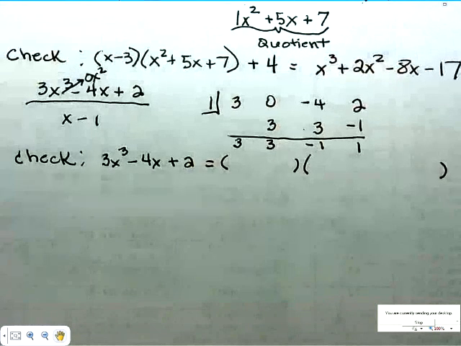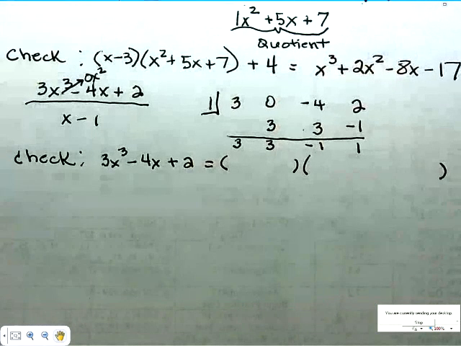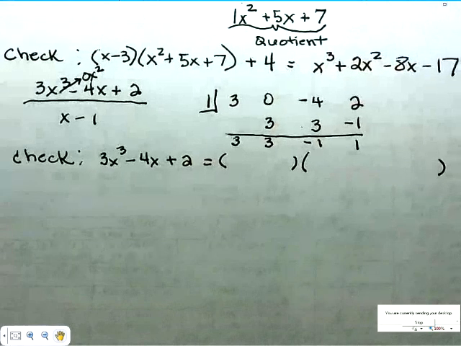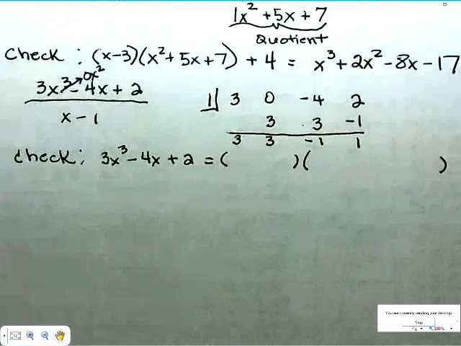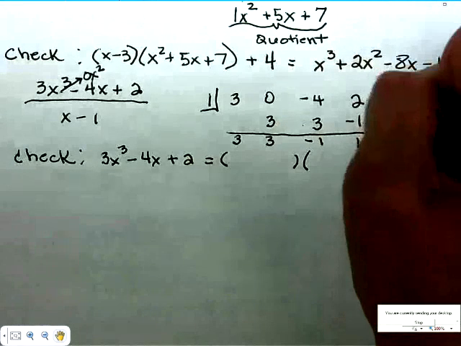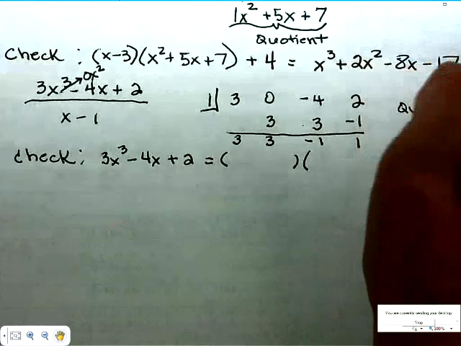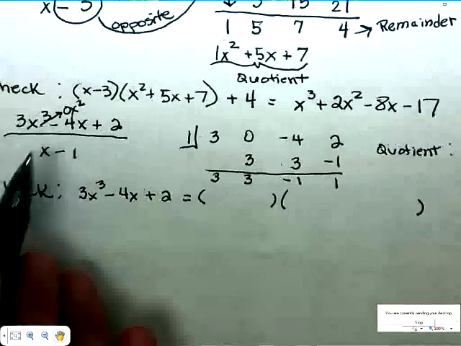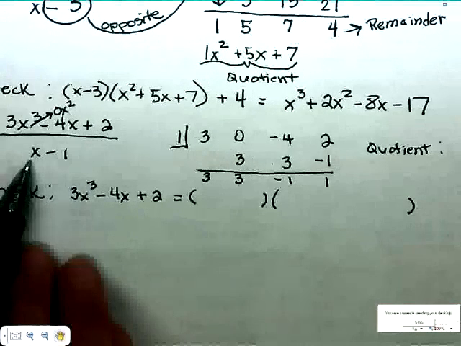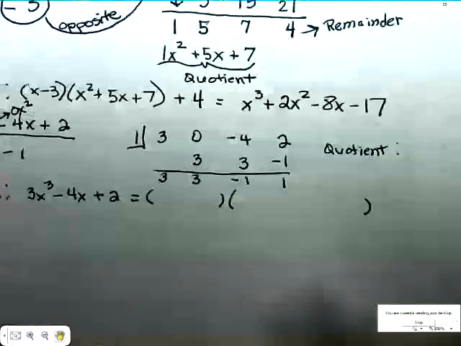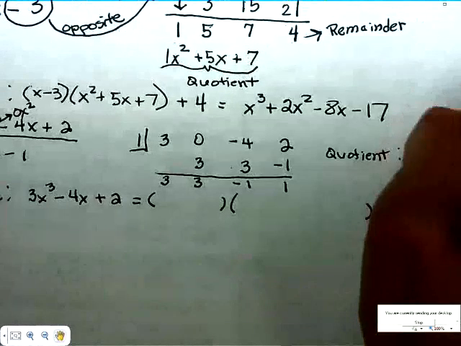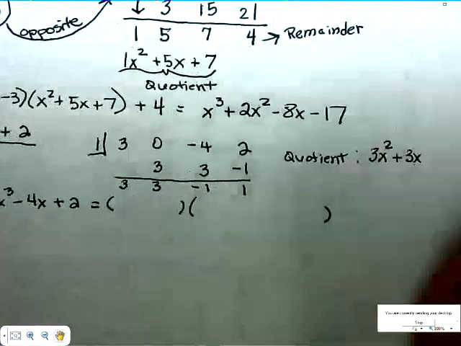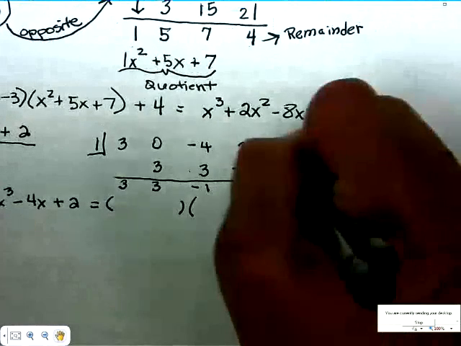Is that what you got on your bottom row? What does that mean my quotient is? I divide an x cubed by an x to the first, I'm going to start out with an x squared. So 3 is the coefficient of x squared. 3x squared plus 3x minus 1, and then the remainder is 1.